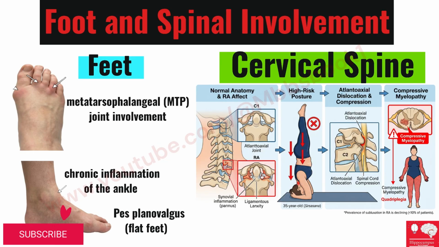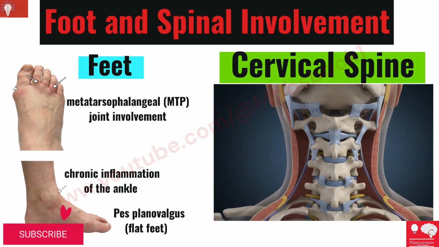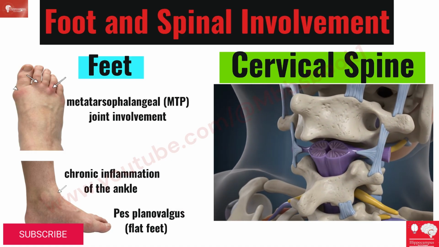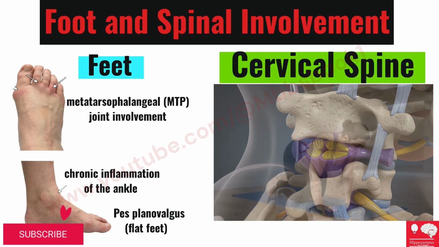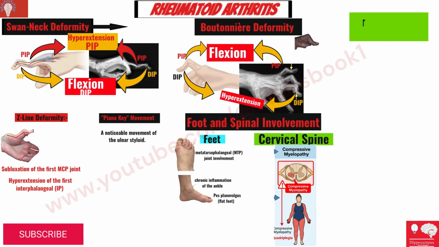Cervical spine. RA can also involve the cervical spine. For instance, while a patient with RA can practice yoga, they should strictly avoid headstands due to a significant risk of atlantoaxial dislocation. This can compress the cervical spine, leading to compressive myelopathy, which may eventually result in quadriplegia. Fortunately, the prevalence of atlantoaxial subluxation has been declining in recent years and now occurs in less than 10% of patients.